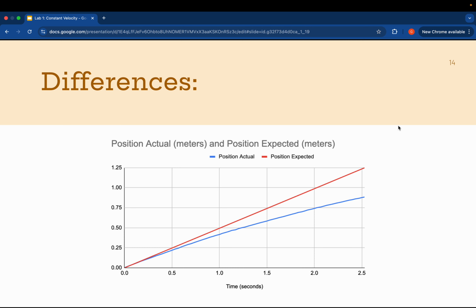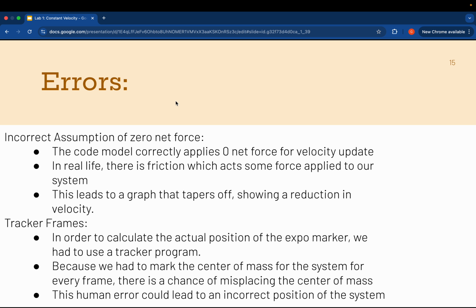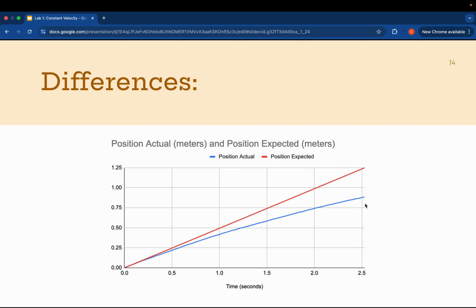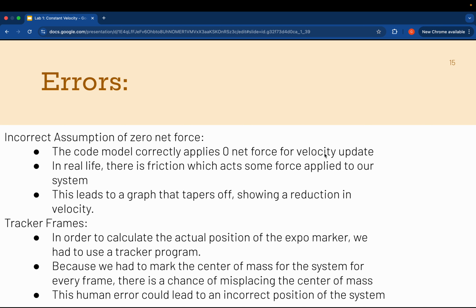The difference is that you can see that the expected position was substantially larger than the actual position, which was from the actual end result. And the reason for that is one of our errors is that we have an incorrect assumption of zero net force. The code correctly models zero net force for velocity update, but in real life there's going to be some sort of friction or some other force that applies a non-zero net force, which is going to lead to a graph that kind of tapers off instead of being constant and linear.